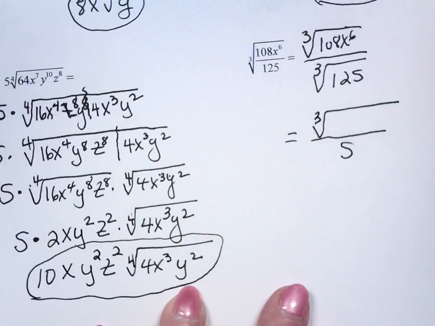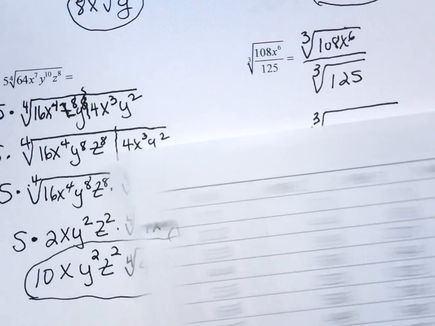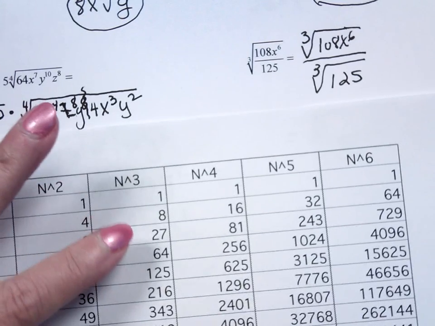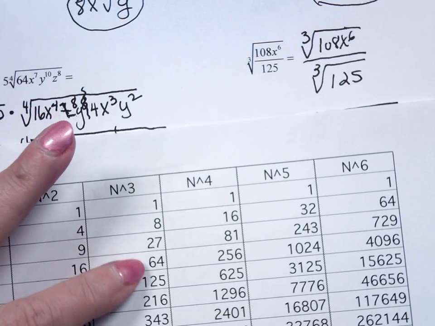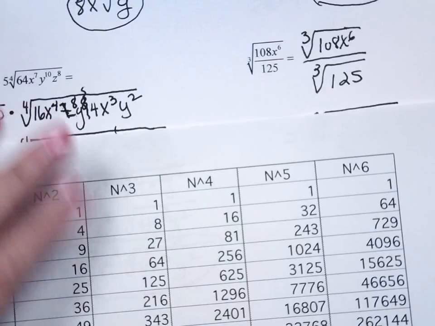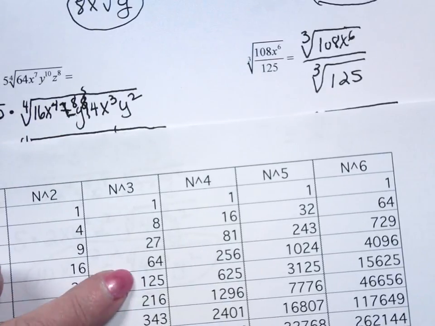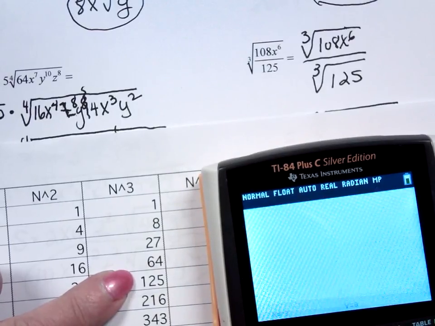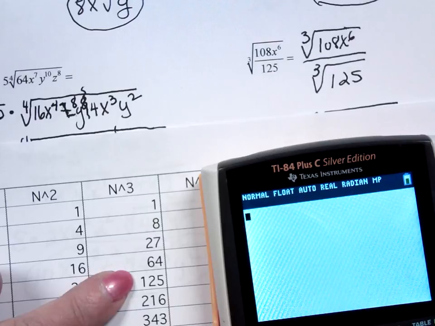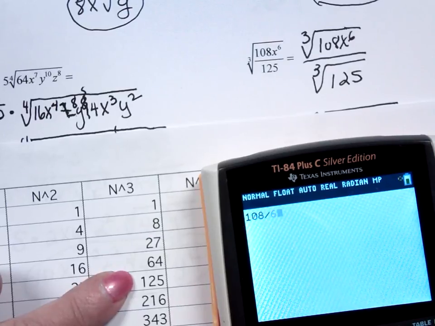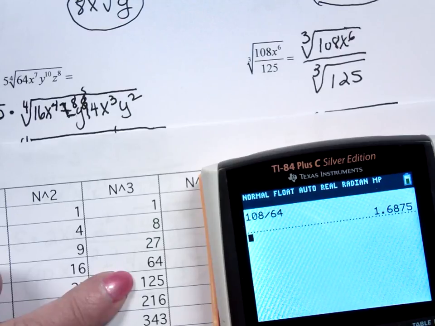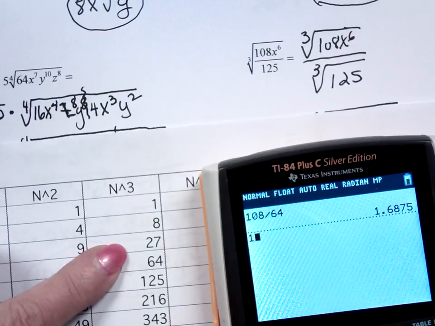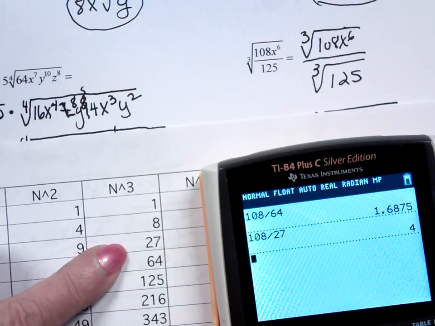108 is not a cube. So now I go down my list of cubes. What divides 108 evenly? Well, does 64? I don't know. No, it's 27. So what would I do? I use my calculator and say, does 64 divide 108 evenly? No. Nope. Does 27 divide 108? This is exactly what I would do. 4. So it's 27 and 4.